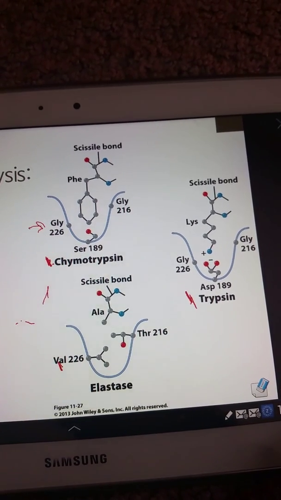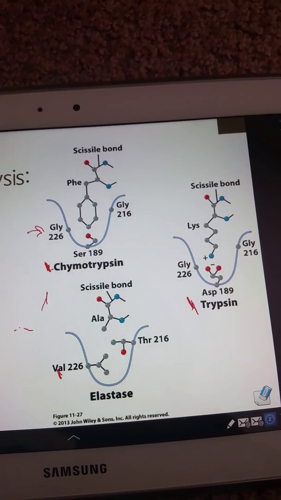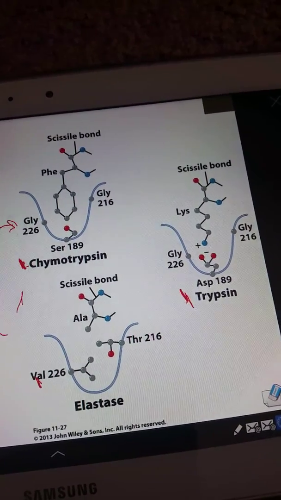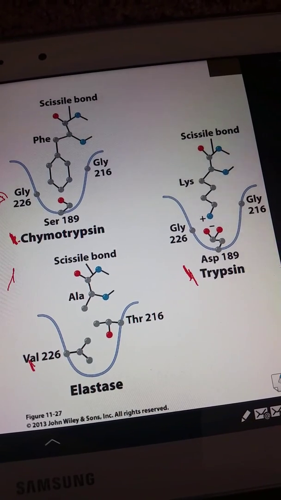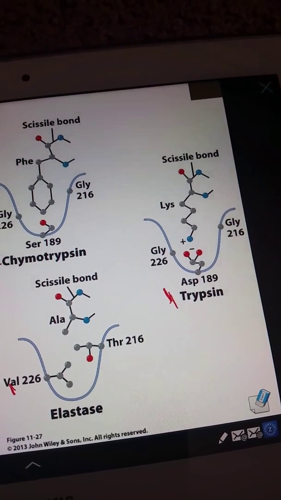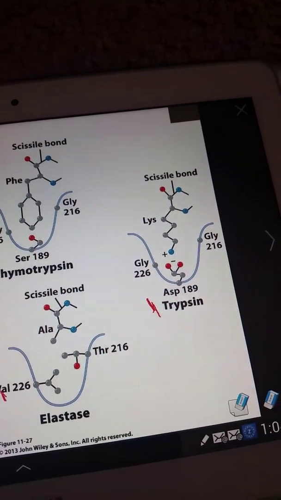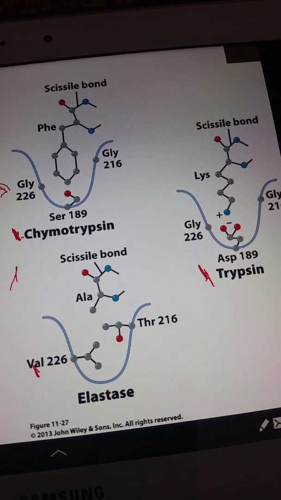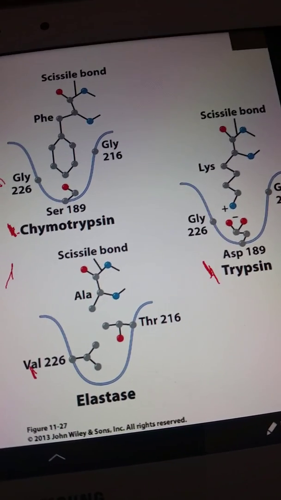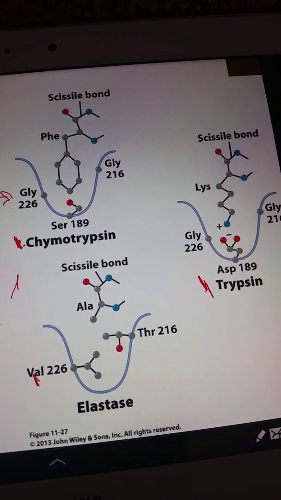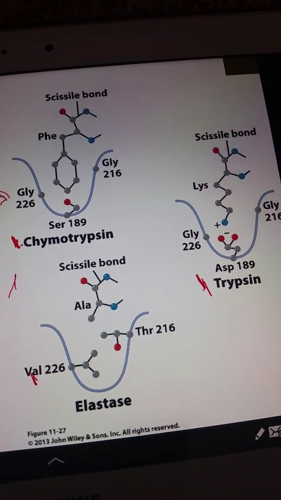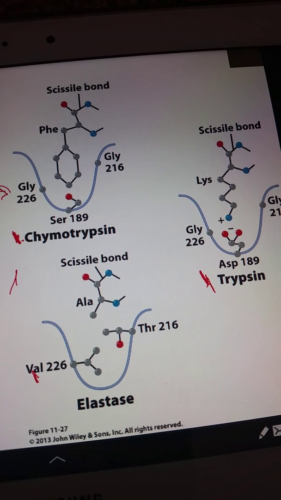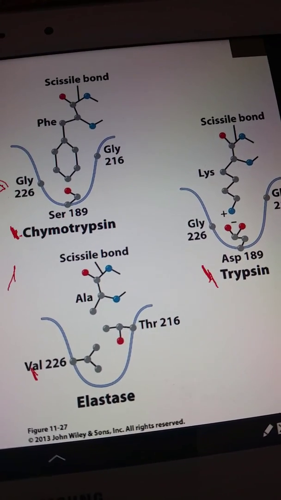Trypsin, again, has a negatively charged aspartic acid residue to attract that positively charged amino group on lysine, as well as glycines that help make room for that bulky functional group, along with some hydrophobic interactions with the lysine's acyl chain. In elastase, you have valine and threonine that can help bring in the alanine functional group, with the valine's hydrophobic interactions, and then the threonine's hydroxyl group can be utilized as a nucleophile to help spur the cleavage of the scissile bond.